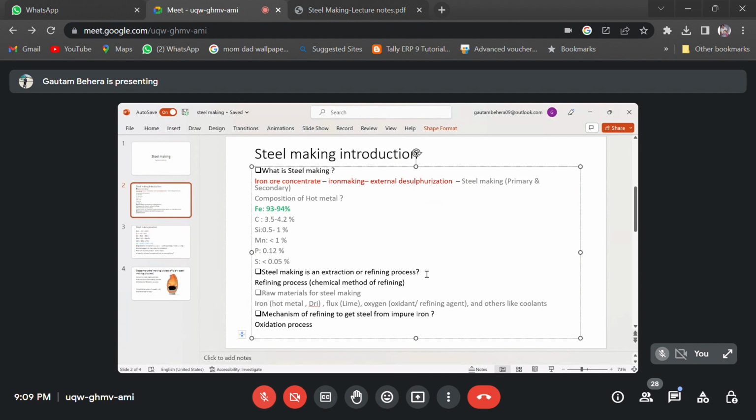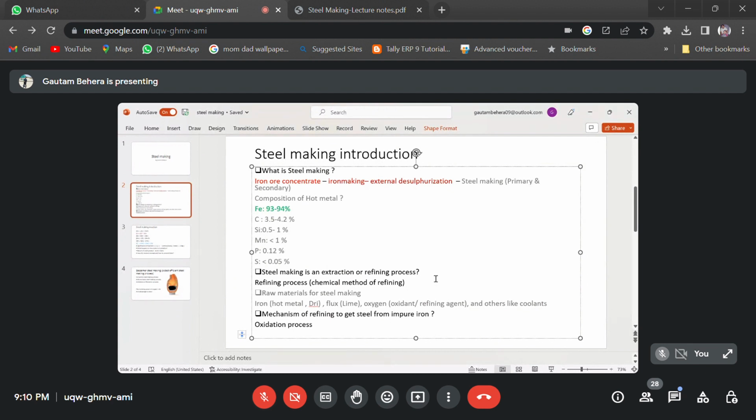Extraction process means you are extracting metal from an ore. The raw material should be ore or ore concentrate, right? But if you are doing refining, it means you already have a metal, but that is impure metal. You only remove impurities from that. Very good. So it is a refining process.